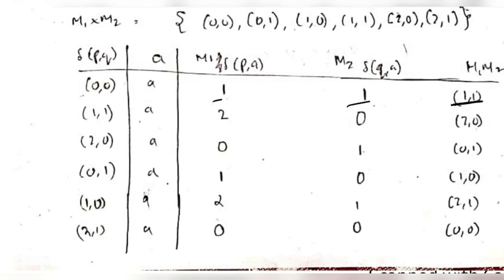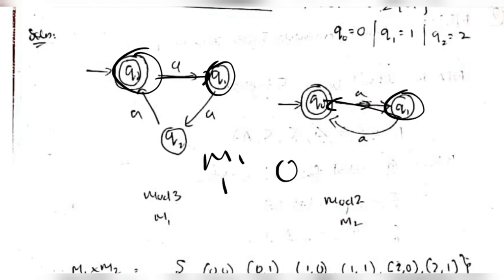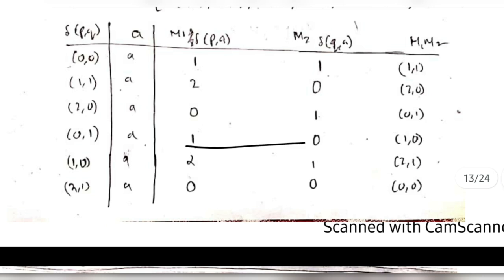For M1 it is 1, M2 it is 1. Now, what is the next state? 0 and 1, okay. For 0 and 1 upon A, what is the result? 0 upon A is this one, 1. So, from M1 it is 1, and what about M2? From 1 it is 0. So, 1 comma 0 will be written here, okay, 1 comma 0.